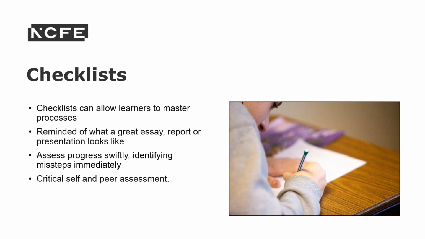It assesses progress swiftly simply by asking, "Show me where you are on the checklist." The teacher can then identify missteps immediately, and the next step for the learner is spelled out in black and white. Peers assess with a focus on critical features. So, for example, you need more evidence to support the point in paragraph 3, rather than superficial ones such as you need to write more neatly.